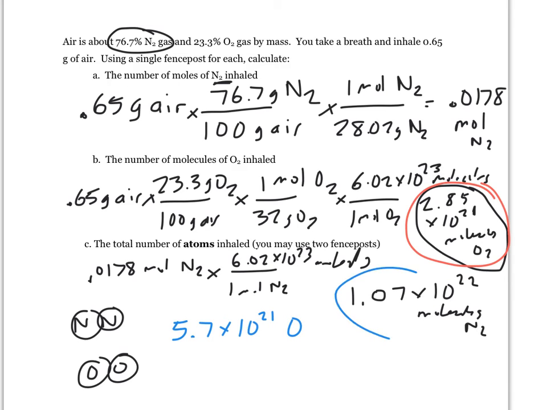And then for the nitrogen atoms I'm breathing in, that's how many molecules. So if I double that, I'm getting about 2.14 times 10 to the 22 N atoms. Notice there's a lot more nitrogen than oxygen because there's a much larger percentage of nitrogen than oxygen, and they're both similar mass. But now I just add those together. So 2.14 times 10 to the 22nd plus 5.7 times 10 to the 21st, and I get about 2.71 times 10 to the 22nd atoms total.